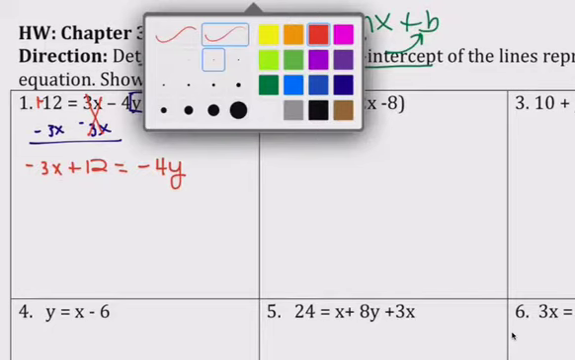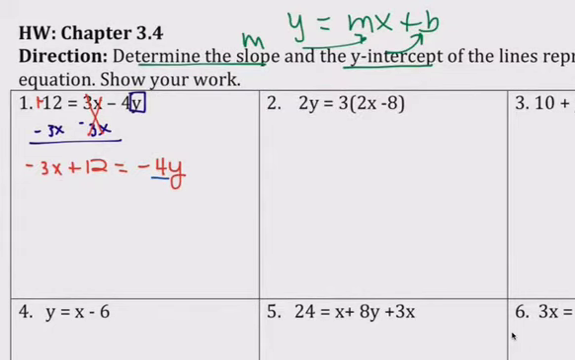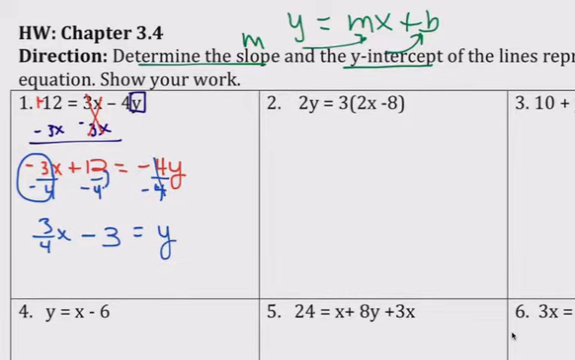Okay, and then you divide by negative 4. Make sure to divide all of it by negative 4. This can be reduced to a positive 3 over 4x. These two right here can be reduced to a negative 3. And here is gone. So we leave it like this, or we say the correct form is y equals mx, m is 3 over 4x minus 3.